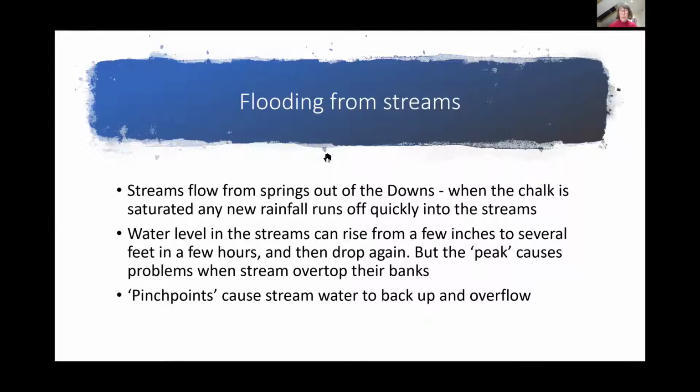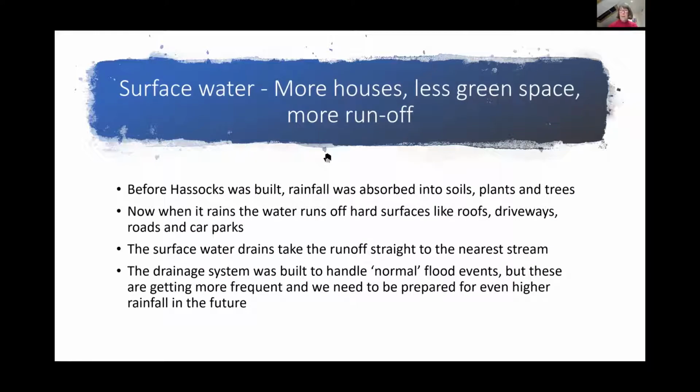So that's the problem with the streams. In addition to that, we've got problems with surface water. Before Hassocks was built, rainfall got absorbed into the soil, into plants, into trees. But now when it rains, the water runs off hard surfaces, and we've got a lot of hard surfaces: roofs, driveways, roads, car parks. It flows off those hard surfaces into the surface water drain system, which takes the runoff straight to the nearest stream.